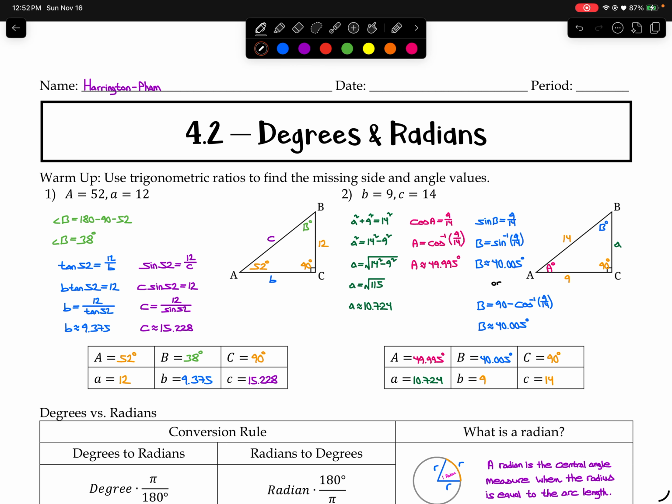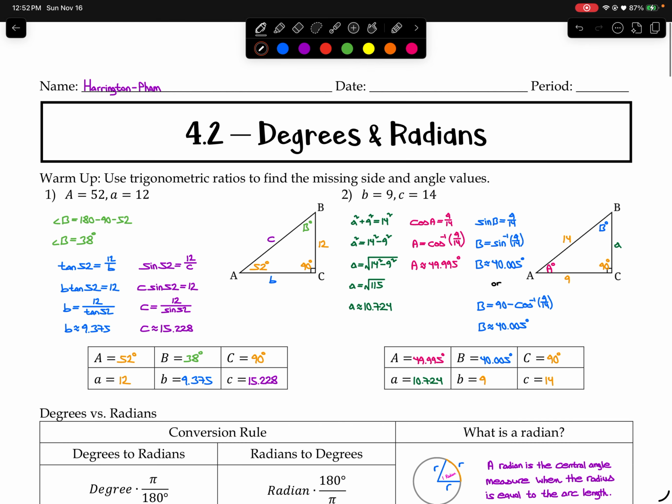Just to give you a backstory, just like how you measure distance in, say, miles or kilometers, meters, feet, inches, centimeters, it's kind of the same idea. Instead of measuring degrees, the new unit of measure we're going to talk about is called a radian. The warm-up is just a recap of solving right triangles. I'm going to let you peruse over that as needed.